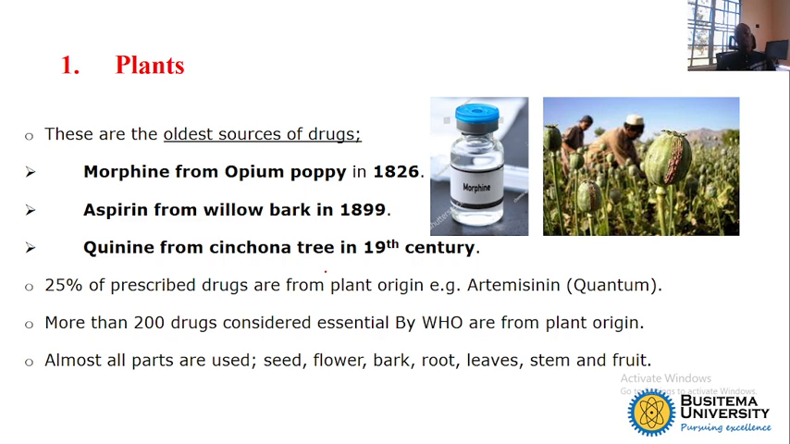Most drugs have been obtained from plants, and currently 25% of prescribed drugs are from plants. An example is a drug commonly used in treating malaria. It was obtained from a plant called Artemisia annua in China around 1970, with its active ingredient being called artemisinin. The World Health Organization recognizes more than 200 drugs being obtained from plants.